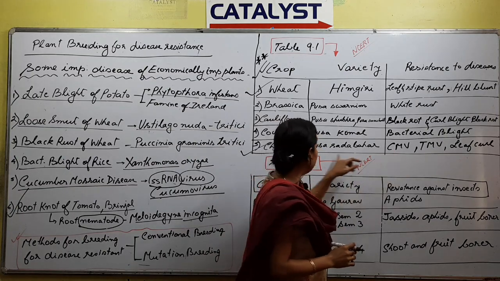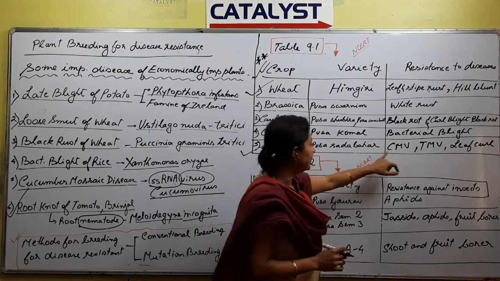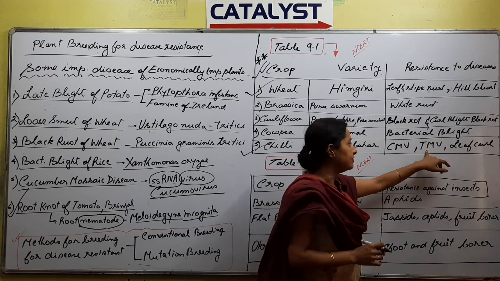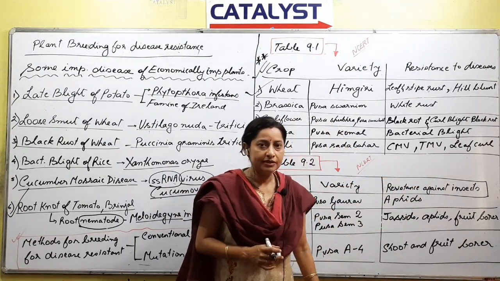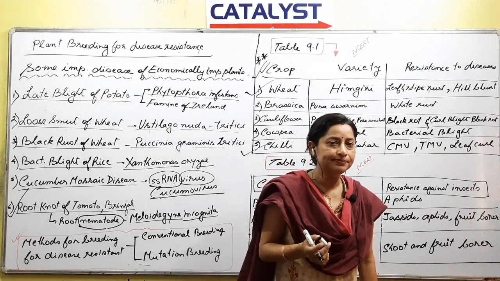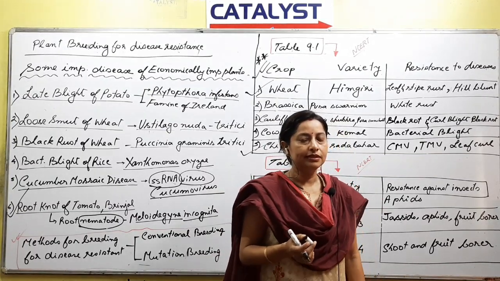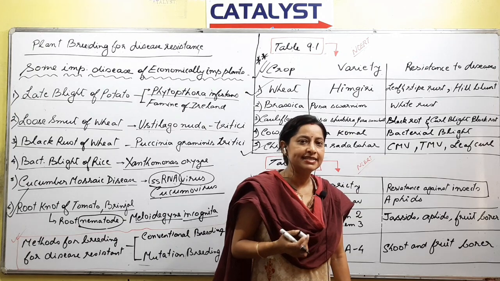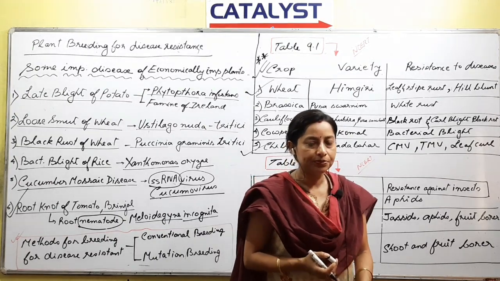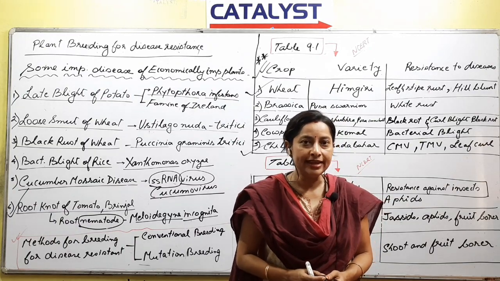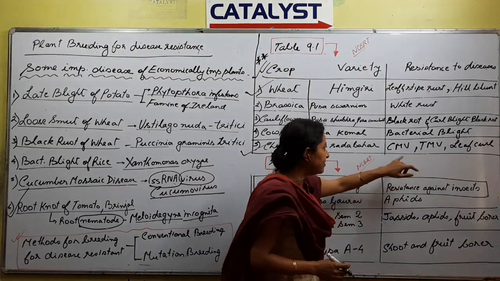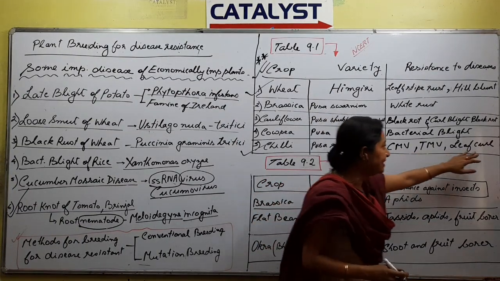Next is, what is the causative organism? Again, CMV, TMV, leaf curl. TMV, I think we have an idea. What is TMV? Short form for? It is a viral disease. Full form? Tobacco mosaic virus. Right? So this is tobacco mosaic virus, this is chili mosaic virus, and leaf curl.